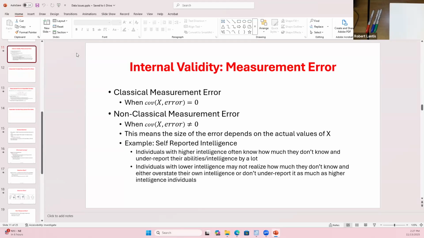When it's completely random or classical measurement error, we said we have a bias that is going to push our estimate closer to what value? I'm going to make it smaller, pushing it closer to 0. If it pushes it closer to 0, we call that attenuation bias. But if the estimate is getting closer to 0, what is our test statistic also getting closer to? Our test statistic is that coefficient estimate over that standard error. So if it's pushing our test statistic down, which is doing what to our p-value?